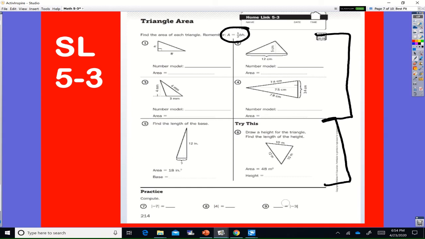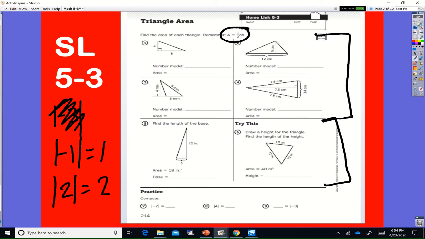Okay, so the absolute value, for example, of -3. Oh, we have -3 down there, so I'm going to do a different example. The absolute value of -1 equals 1, because on the number line, it's 1 away from 0. The absolute value of 2 equals 2, because it's 2 away from 0. It's always a positive number.